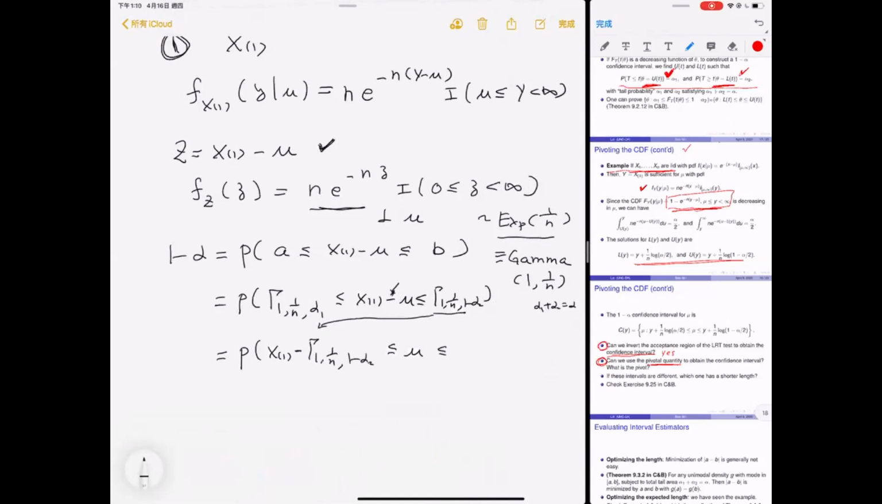Smaller than mu, bigger than x1 again. X1 first, then plus gamma one over n, then alpha one. Okay, so that also means that it also gives me a 1 minus alpha confidence interval. This is lower bound, then this is up. And look like the interval be fine right here. No, it's not. A little bit different, right? I think so.